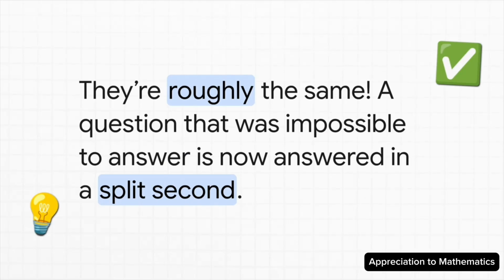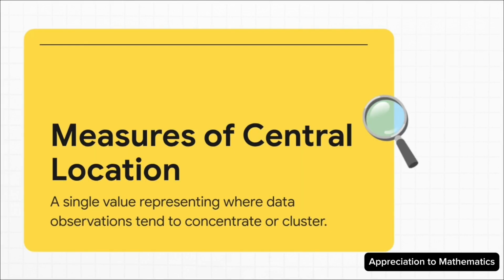So what does that tell us? They're basically just as smart. The difference is so tiny, it's not even worth talking about. A question that was nearly impossible to answer a second ago is now solved in a split second. That's the power of a single representative value. Now, this incredibly useful tool actually has a formal name in statistics. It's called a measure of central location. And honestly, it's exactly what it sounds like. It helps us find the center of our data, the point where all the values tend to cluster, giving us one number to represent the entire set.